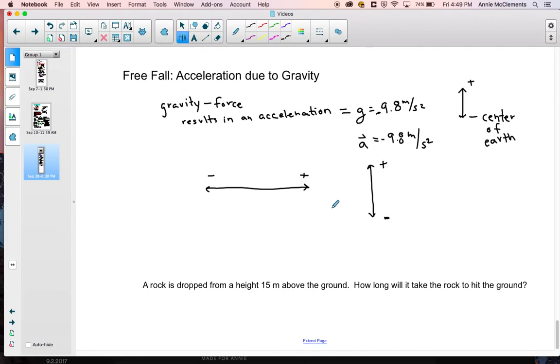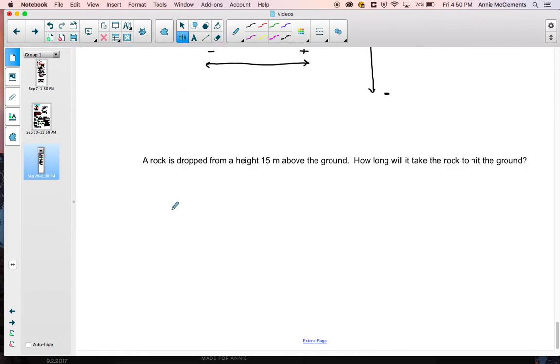So I have an example here. This question gives you very little information. It says a rock is dropped from a height 15 meters above the ground. How long will it take the rock to hit the ground? There is not a lot of information in here, but there is enough information for you to figure out how long it'll take the rock to hit the ground. So let's see what kind of variables we have here.